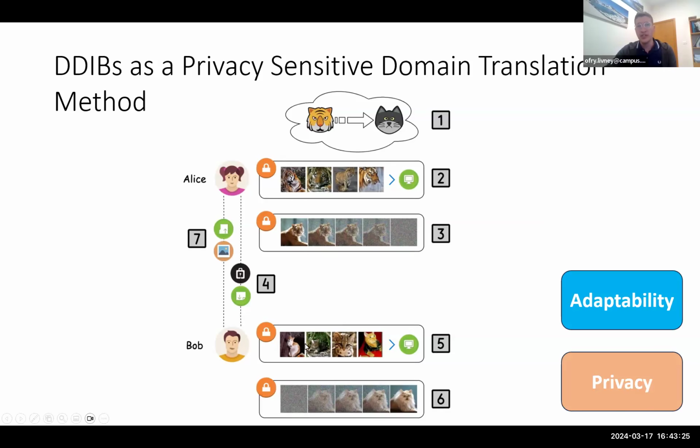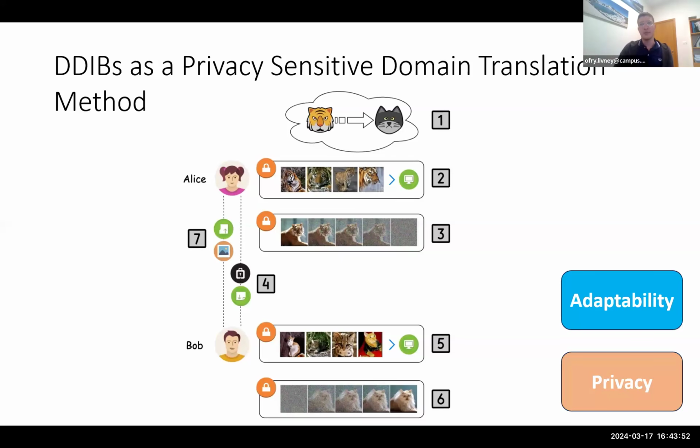Well, according to the DDIBs algorithm, they can each train their own diffusion model, and without sharing data or model, they can perform this image-to-image translation by relaying this Gaussian vector between them, and then they could get this nice transformation from this tiger to this cat. Now, this answers the notion of privacy.